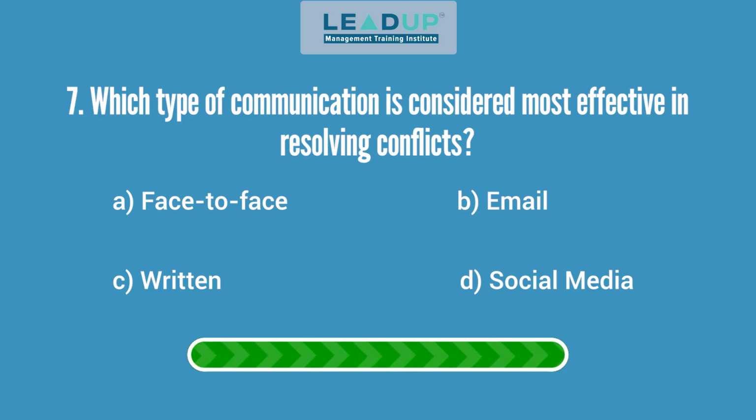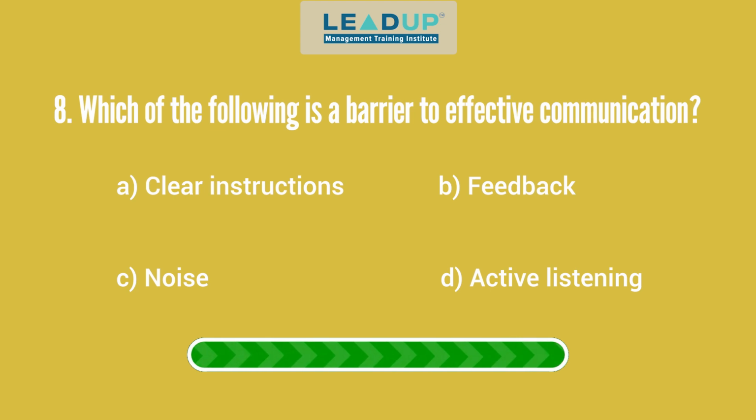Which type of communication is considered most effective in resolving conflicts? A. Face-to-face, B. Email, C. Written, and D. Social media. Answer: Face-to-face. Question 8. Which of the following is a barrier to effective communication?